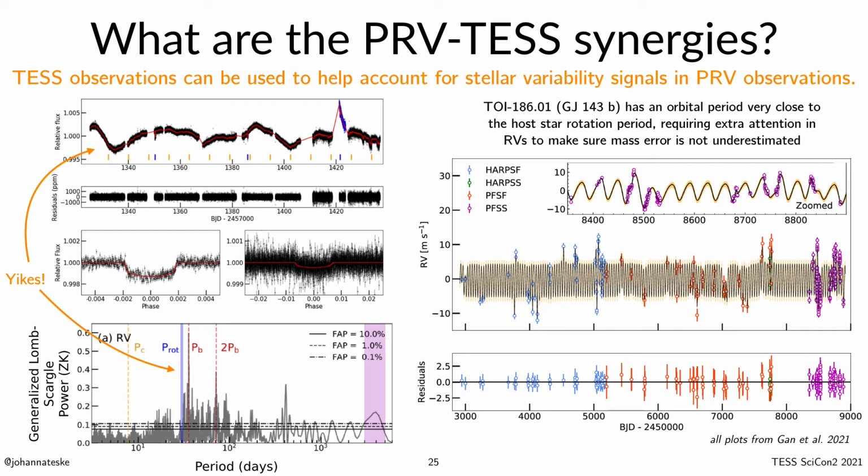TESS observations can also be used to help choose RV targets. If you see rotational modulation that you think is going to make it hard to make a mass measurement, that can be a way to select out targets for PRV observations.